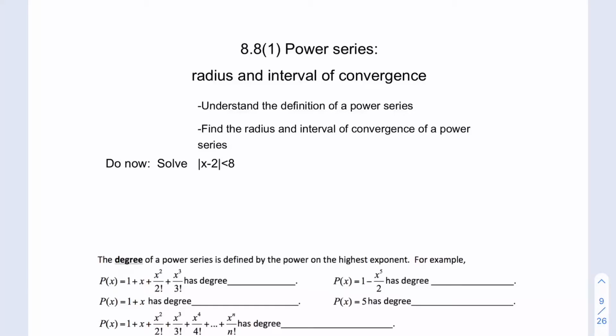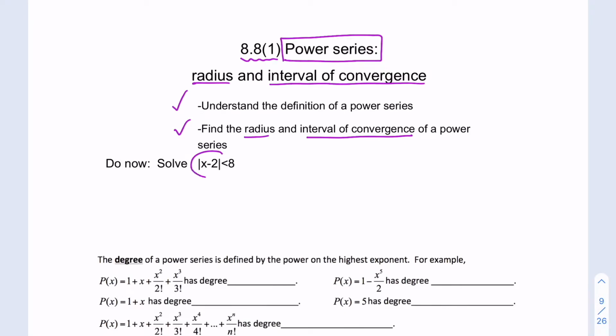Today we are going to go over 8.8 Part 1 Power Series. And in this lesson, we are going to go over radius and the interval of convergence for any given power series. So what's the definition of power series and how do we find the radius and interval of convergence for any given power series? Let's have a look at the do now problem.